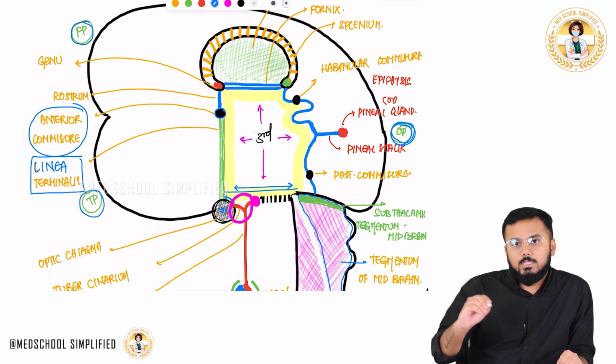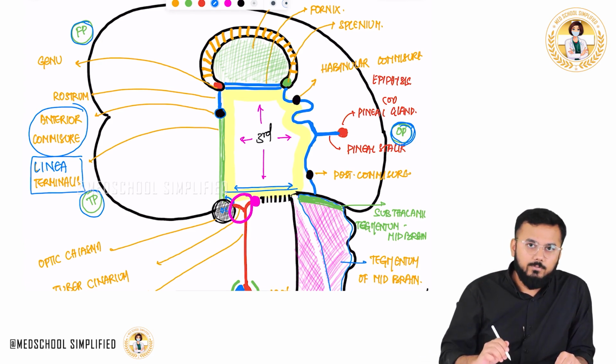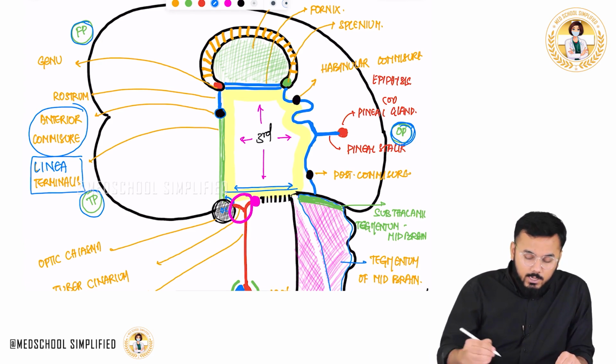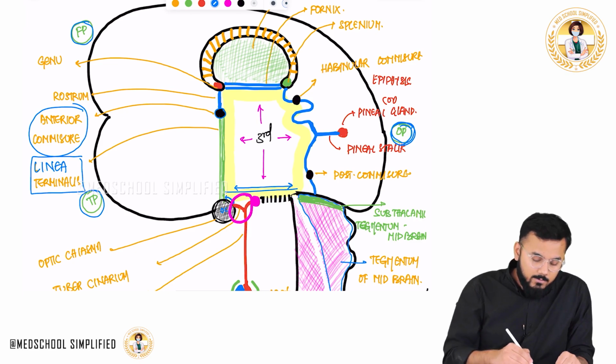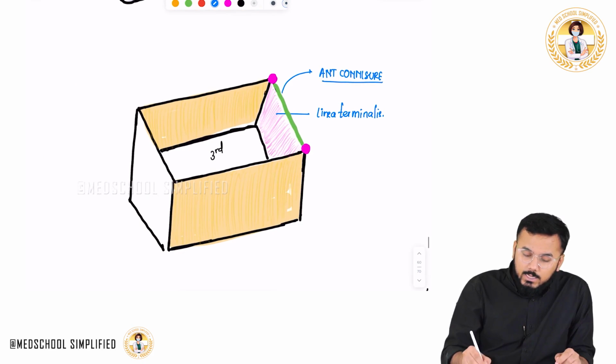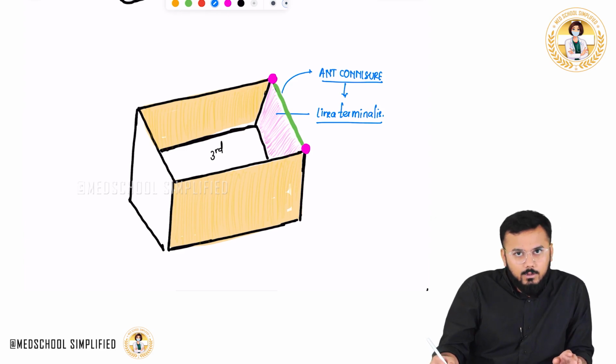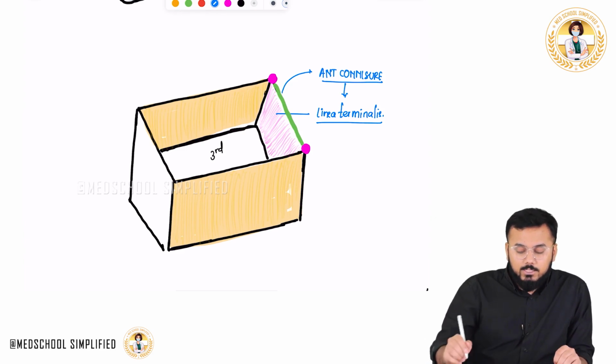Actually, you cannot see a band of anterior commissure, because you are looking at it from one side. So this is your anterior commissure. Below the anterior commissure, what do you have? Linea terminalis. So here also, what is this? Anterior commissure. Below the anterior commissure, what do you have? Linea terminalis. Clear? Are these structures clear?